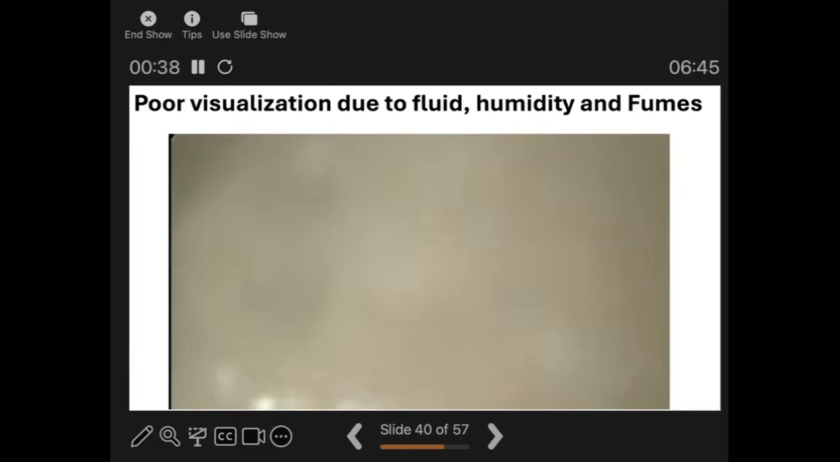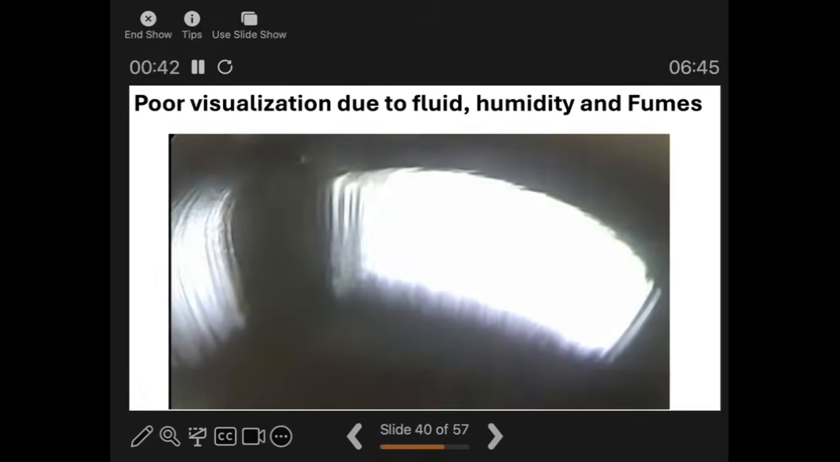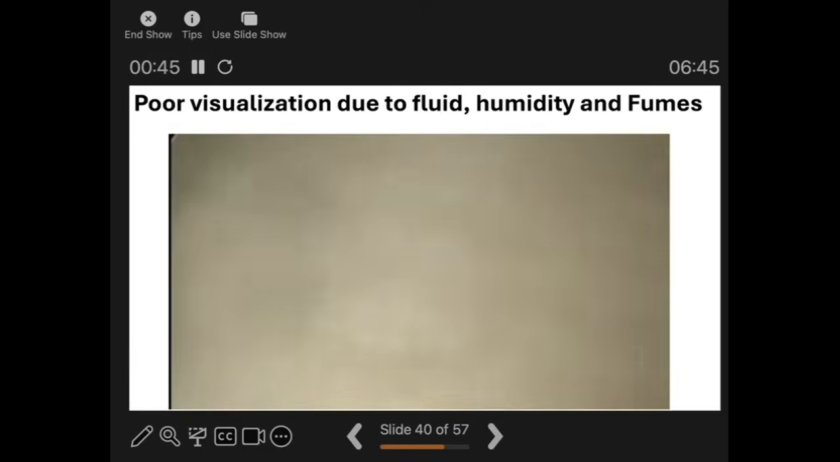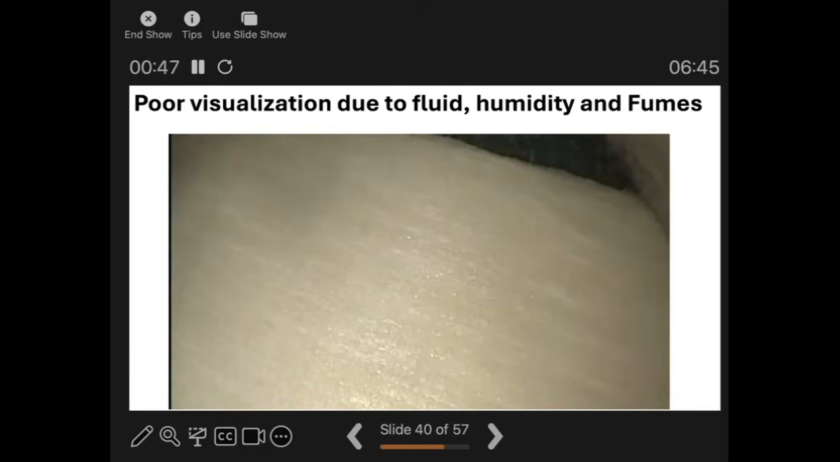Now the drop of fluid cause poor vision. You cannot see anything. So suctioning the fluid by suction on the tip improves vision again.